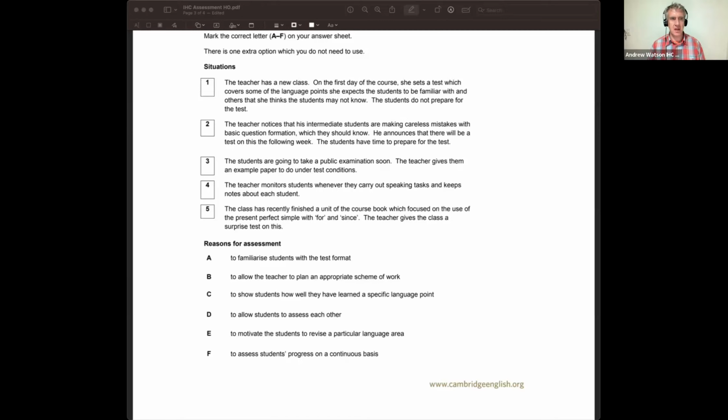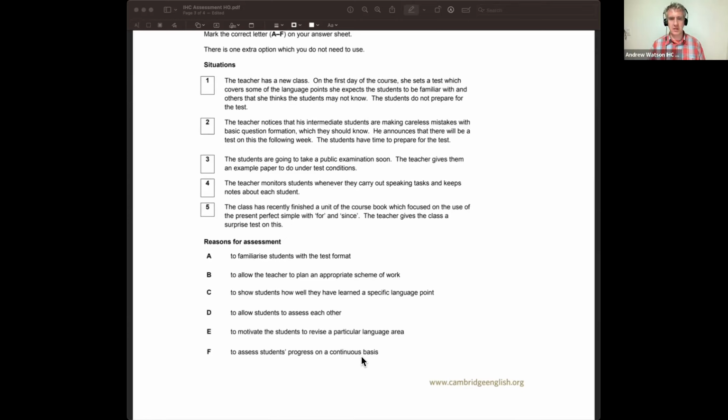Number 4 is F, actually. Yeah, it's a bit like the teacher making notes at the beginning of this session for F. Continuous assessment. 5 is C. Good.